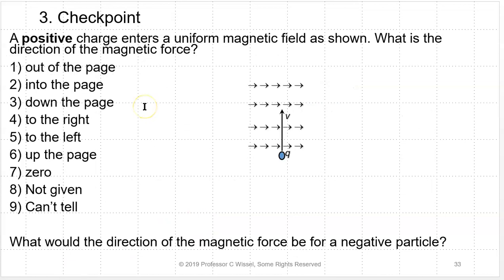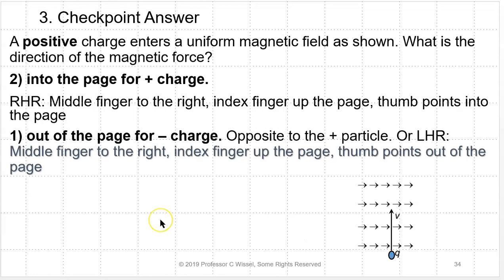A positive charge enters a uniform magnetic field as shown. What is the direction of the magnetic force? And what would the direction of the magnetic force be for a negative particle? It is into the page for a positive charge. Use the right-hand rule because it's a positive charge. The middle finger, which is the magnetic field, points to the right. The index finger, which is V, points up the page. The thumb, which is the force, points into the page. So the force is into the page.